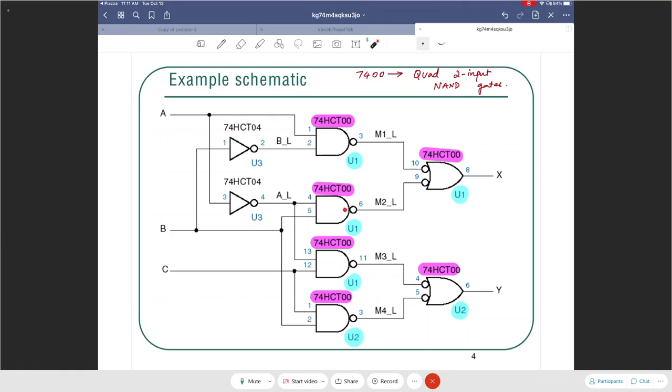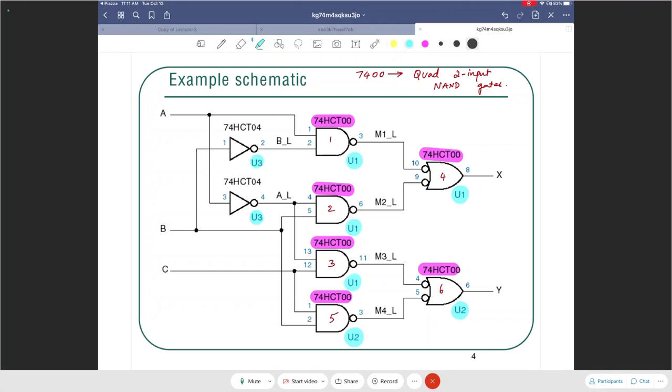So I'm going to use the same reference designator for the 4 NAND gates. Essentially that means that these 4 NAND gates belong to the same IC. Let me number them: 1, 2, 3, 4. And then the 5th and the 6th one belong to the second chip. That's why you have U2 over there. Similarly, 7404 is a hex inverter. So there can be 6 of these inverters inside one IC. For that, the reference designator U3 is being used.